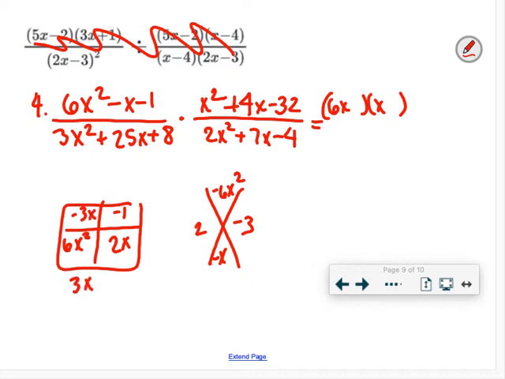Oh, this is why. 2x minus 1 times 3x plus 1.